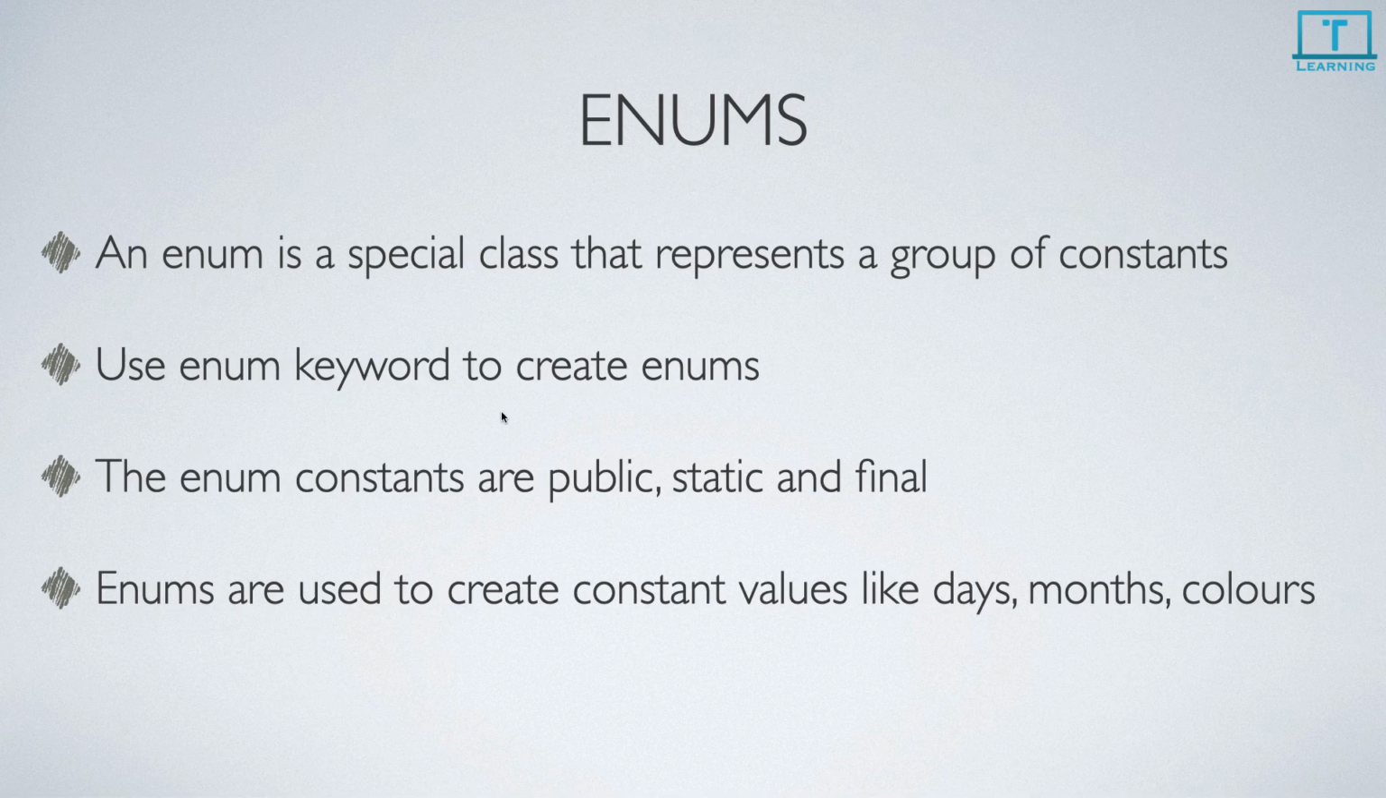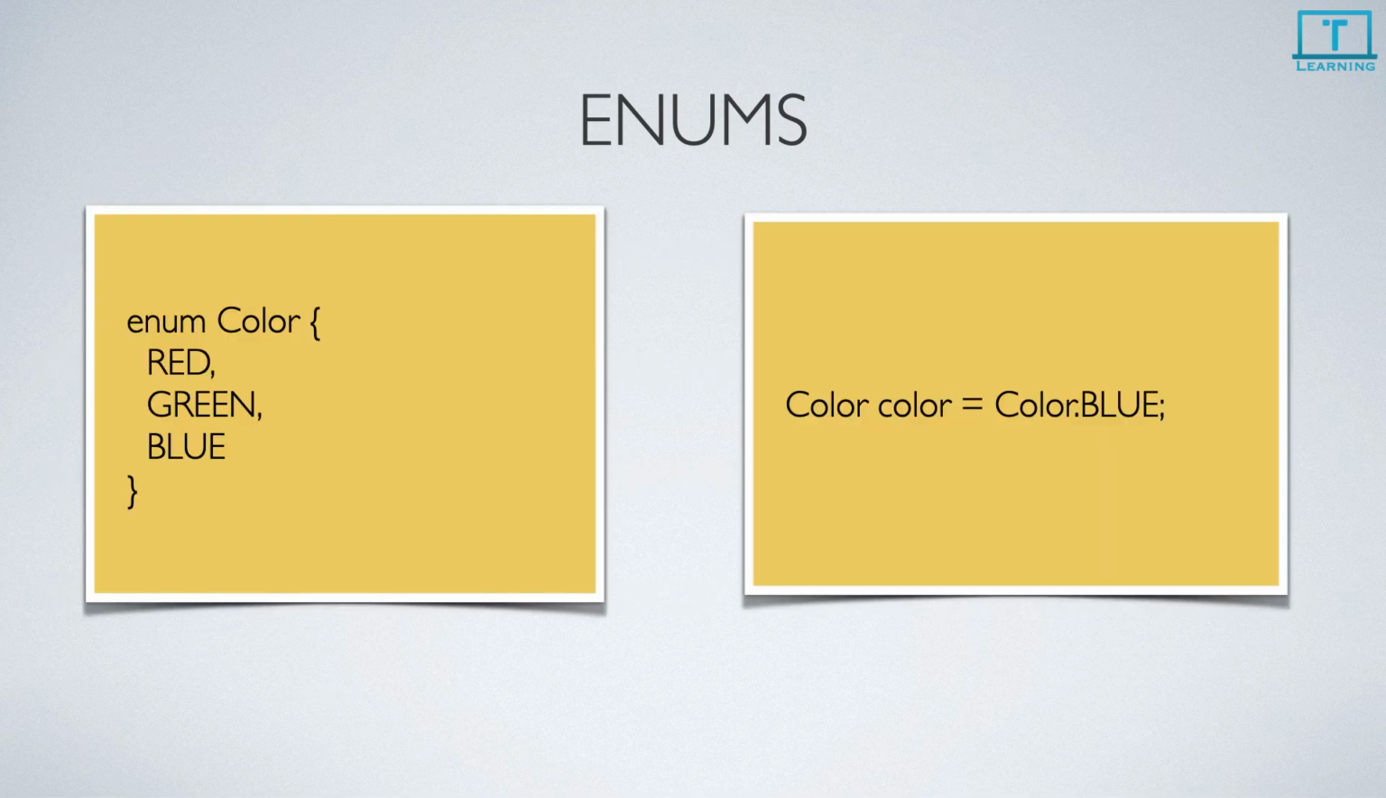Enum is a special class that represents a group of constants. Use the enum keyword to create enums. Enum constants are public, static and final. So look at this example. All these constants are public, so that you can access them from outside. Static, you can access them using the class name. So here the name of this class is Color, and using the class name we are accessing these constants. So these are static, and these are final as well. You won't be able to change these values.